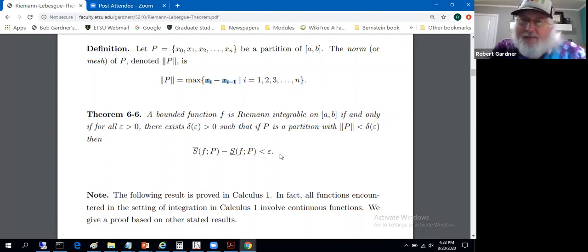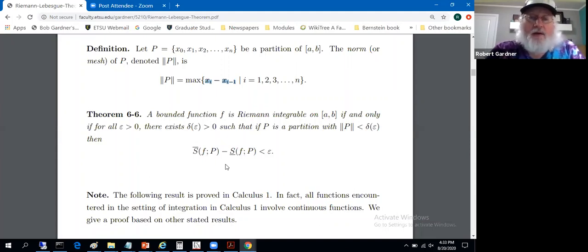A limit statement. There's epsilons, there's deltas. I don't see x's and y's. I see partitions and Riemann sums, but it is a limit. In calculus 1, you might define the Riemann integral as a limit as the norm of the partition goes to 0. And that's exactly what we're doing here. Limit as the norm of the partition goes to 0 of Riemann sums yields the Riemann integral when the Riemann integral exists.